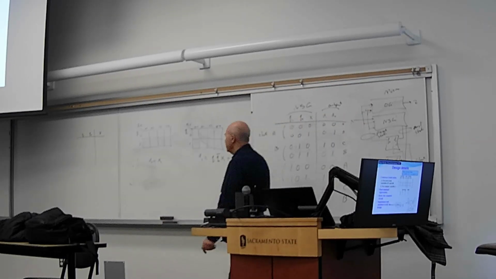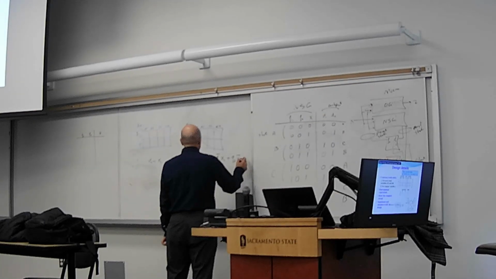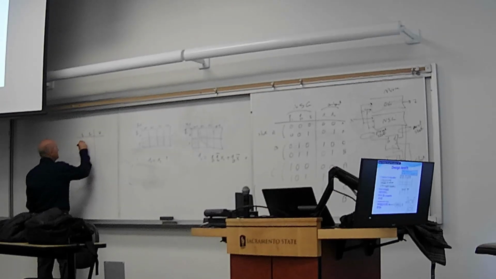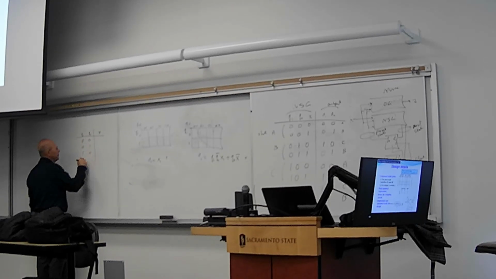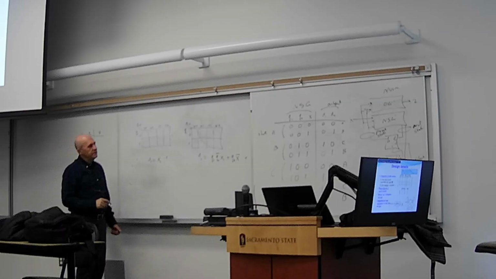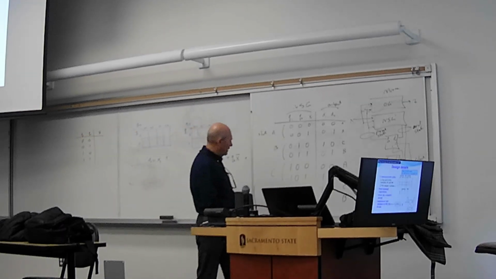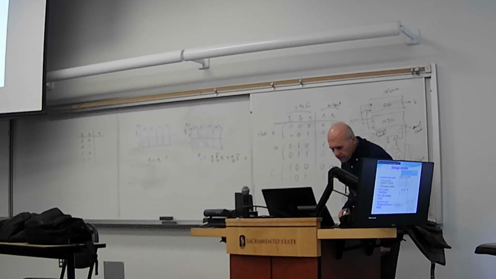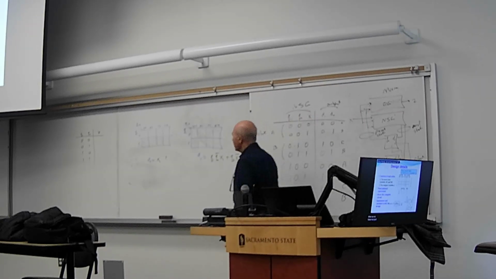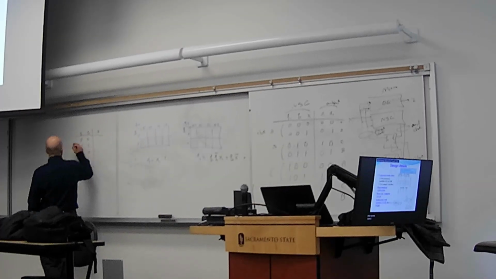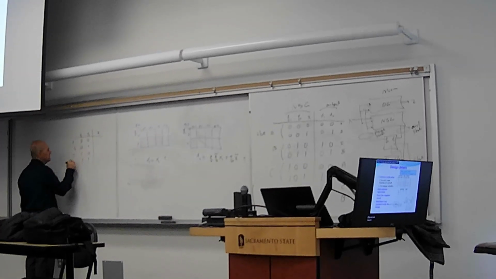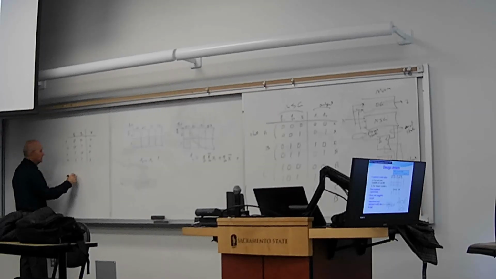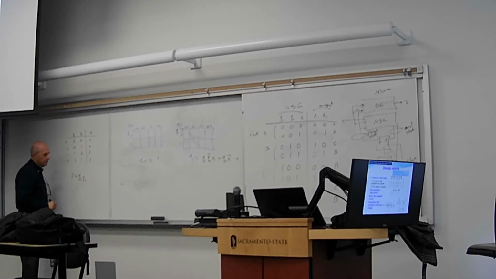Okay. What about Z? Let's see. 0, 0, 1, 0, 1, 1. The only time that Z is equal to 1 is when we are in state D. Again, this is state A, B, C, D. So Z will be Q1 Q0.